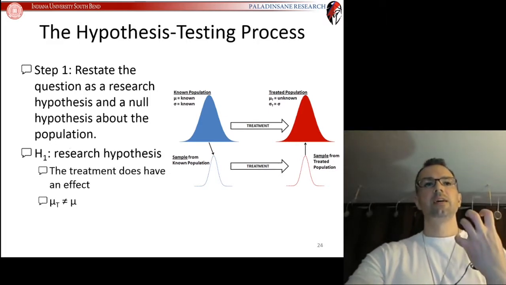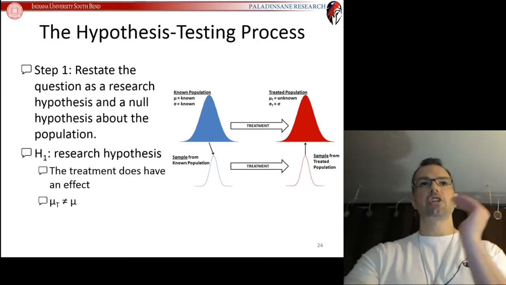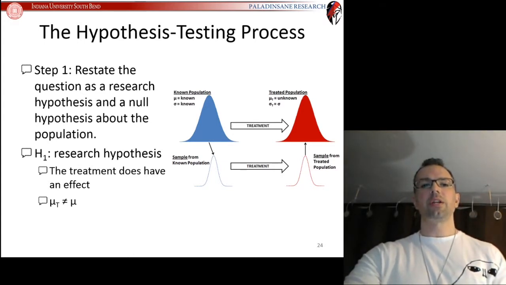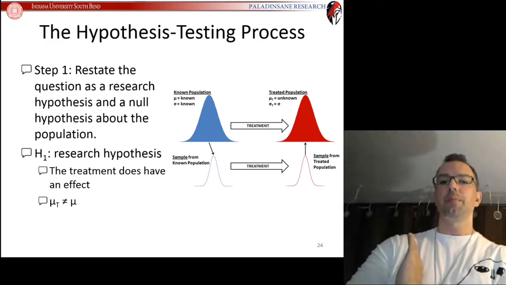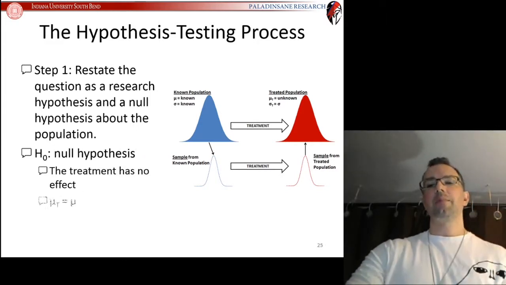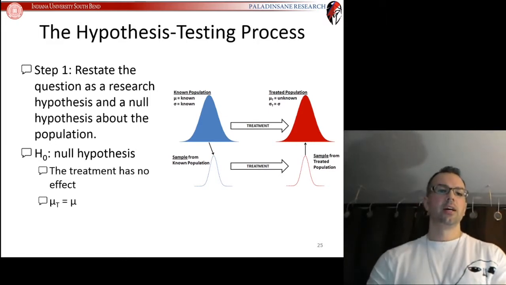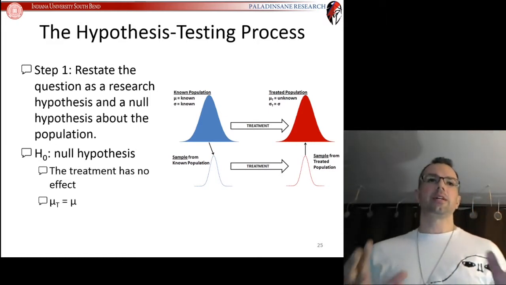So we have two hypotheses here. We've got the research hypothesis: your treatment does have an effect. The mean of your treated population is different from the mean of your untreated population. And then we have the null hypothesis that says your treatment has no effect. And that means that the mean of the treated population is the same as the untreated population.